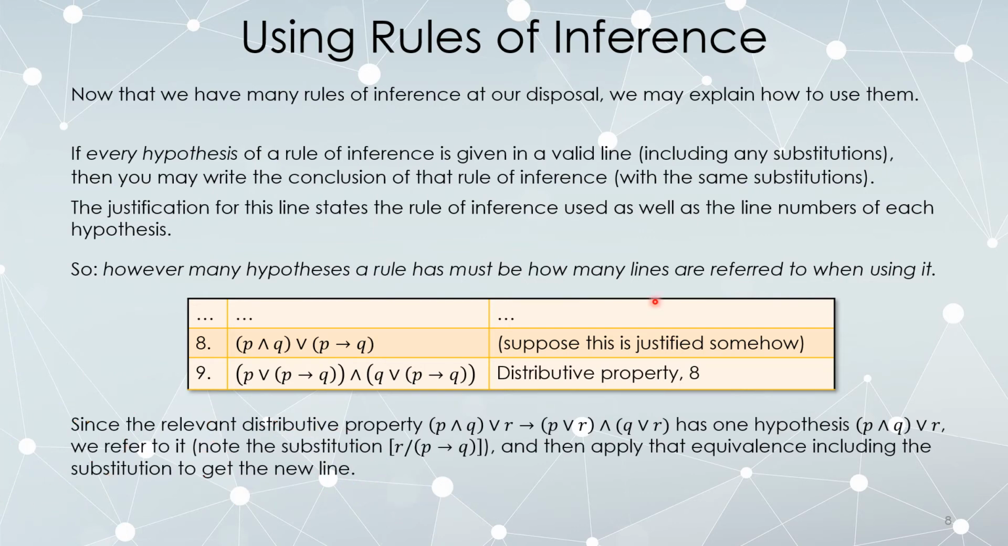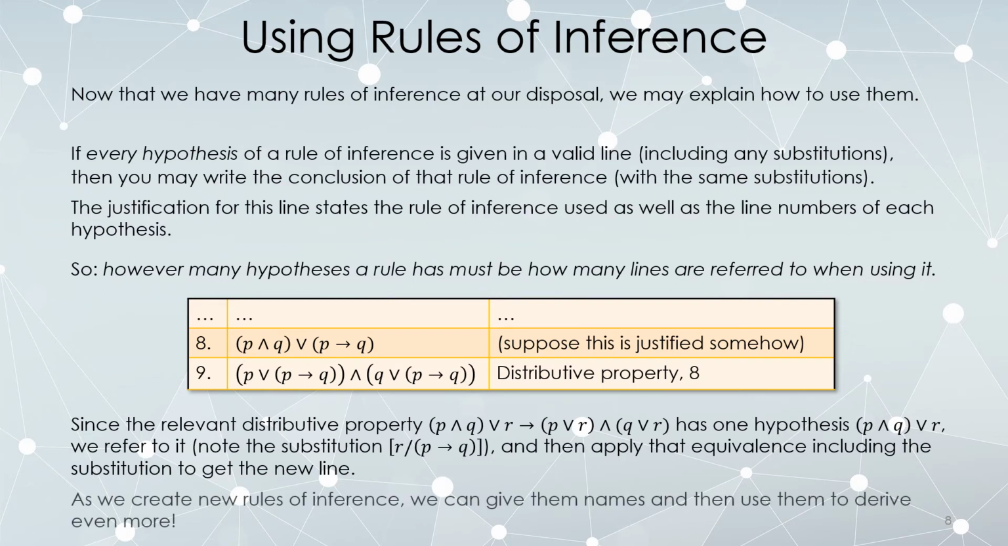So the relevant distributive property has one hypothesis. That's what we referred to, including a substitution, and then we applied that equivalence to get the new line. This will be very awkward at first, but it will make more and more sense the more you practice. Okay, and as we create new rules of inference, the benefit of this is we get to give them names, and then we can use them to derive even more. This has a mushrooming effect where the more we prove, the more tools we have at our disposal to prove new and new things.